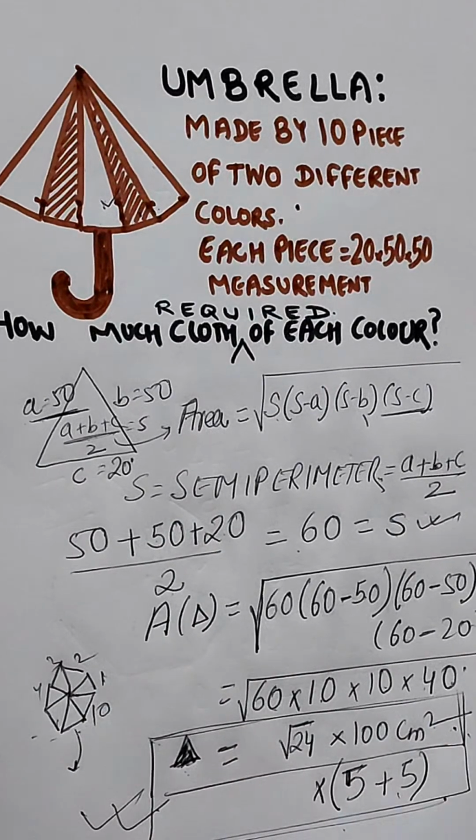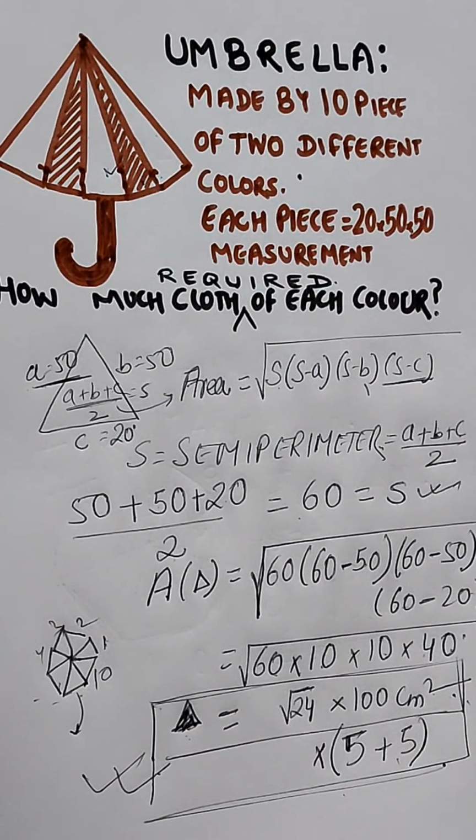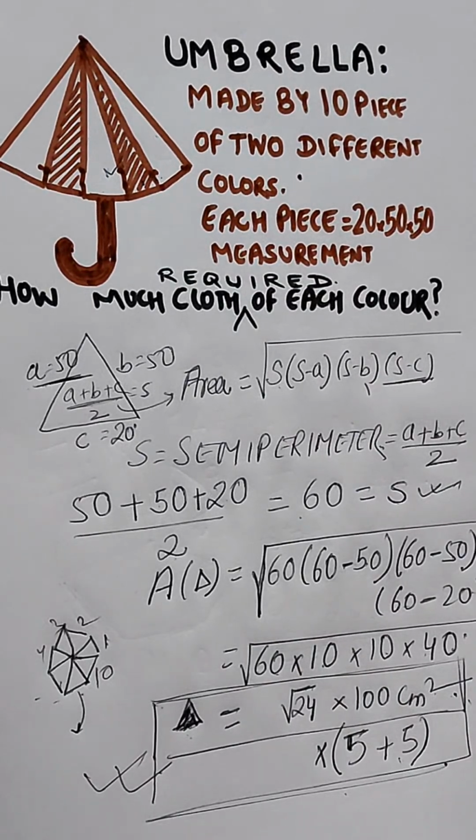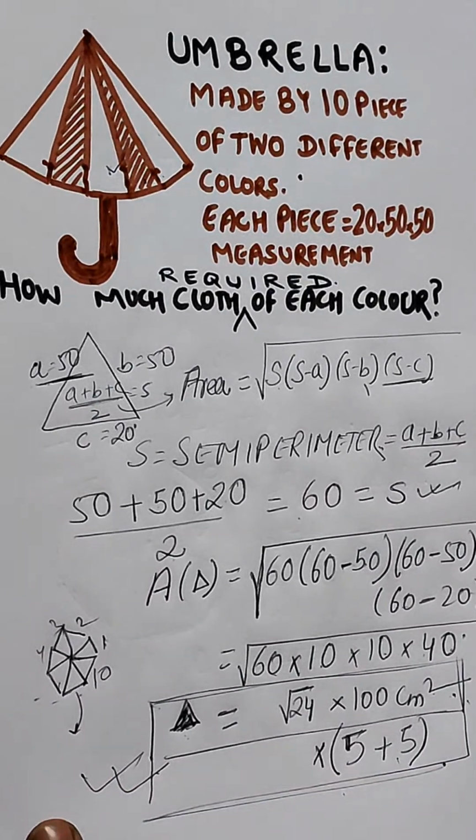And I think in this way we have solved this question of mensuration, where it is clearly asked that the umbrella is made by stitching 10 triangular pieces of cloth of 2 different colors. Each piece required is 20 centimeter, 50 centimeter and 50 centimeter. Then how much cloth of each color is required in making this umbrella, right? So we have solved such a question, and I think you understood it, right?